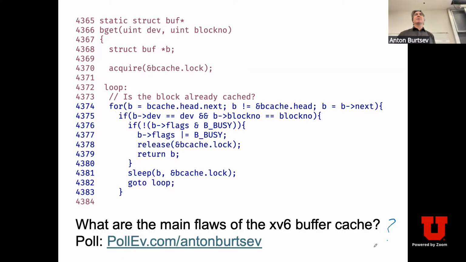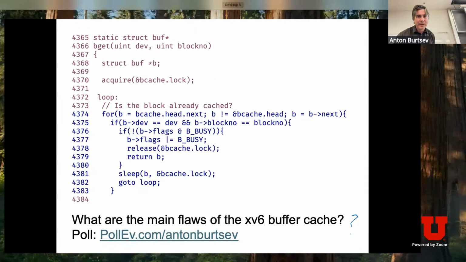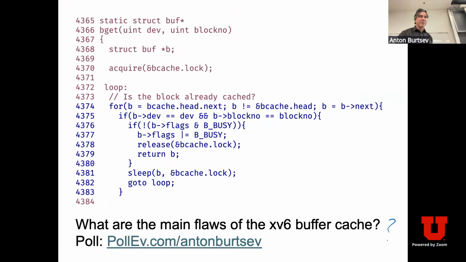Let's try to answer this question and wake up. What I'm asking here is, you look at the buffer cache, it's nice. What are the main flaws? Why is it not ideal, and what needs to be changed to make sure that it can work a little better? There are multiple flaws.